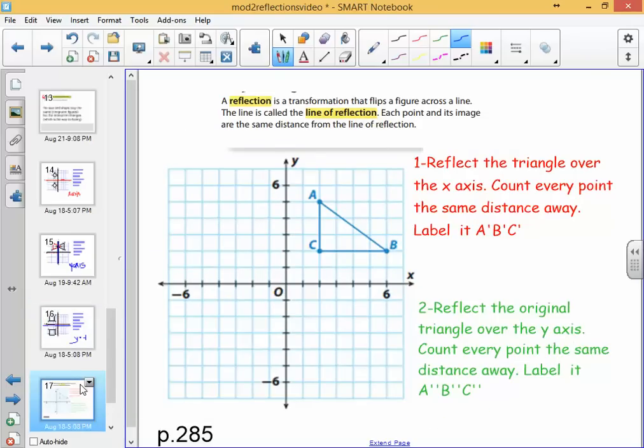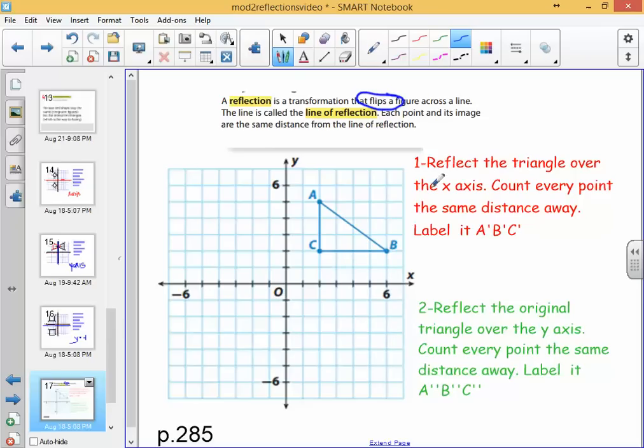For the last page, I'd like to reiterate that a reflection is a transformation that flips across a line. That line that it flips over is called the line of reflection, and each point and its image are the same distance away from the line of reflection. So I'd like you to take a minute and draw this triangle on your graph paper.